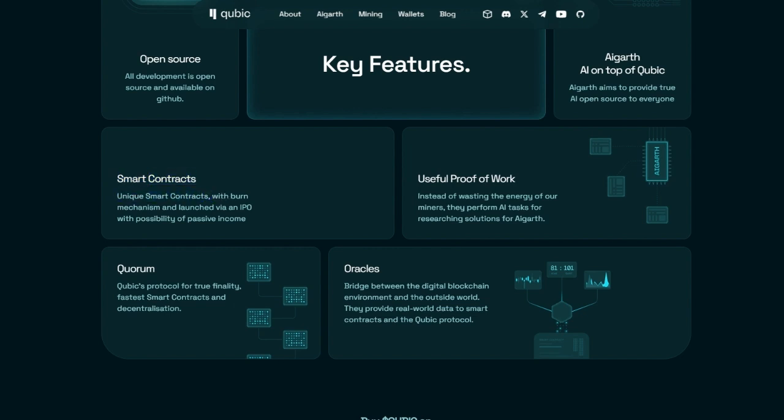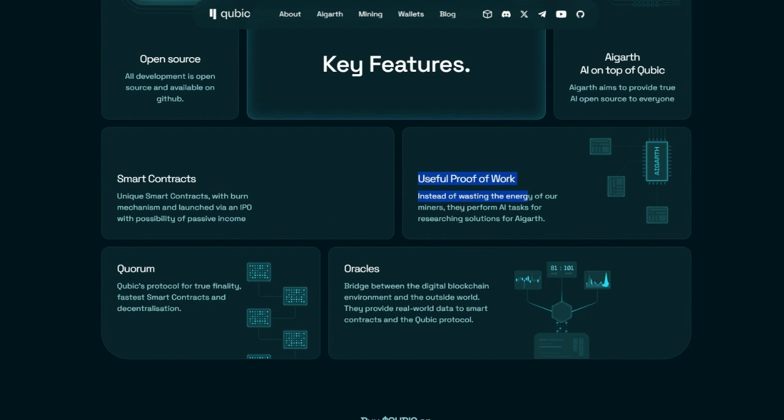So unique smart contracts with burn mechanism and launched via an IPO with the possibility of passive income. So basically, with smart contracts, when someone's launching a new decentralized app on the Qubic chain, that will come with a smart contract IPO where people can get passive income by giving their Qubic as part of the IPO that will add that decentralized app to the Qubic network, and then all that Qubic will be burned. And we'll talk about how much Qubic has been burned soon, but that's just another really interesting point.